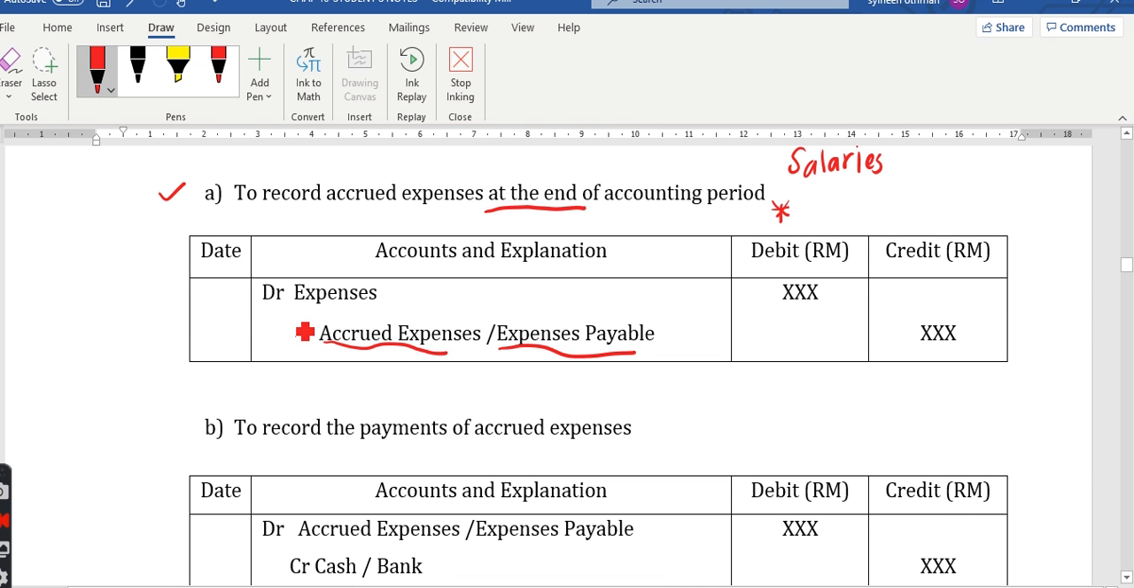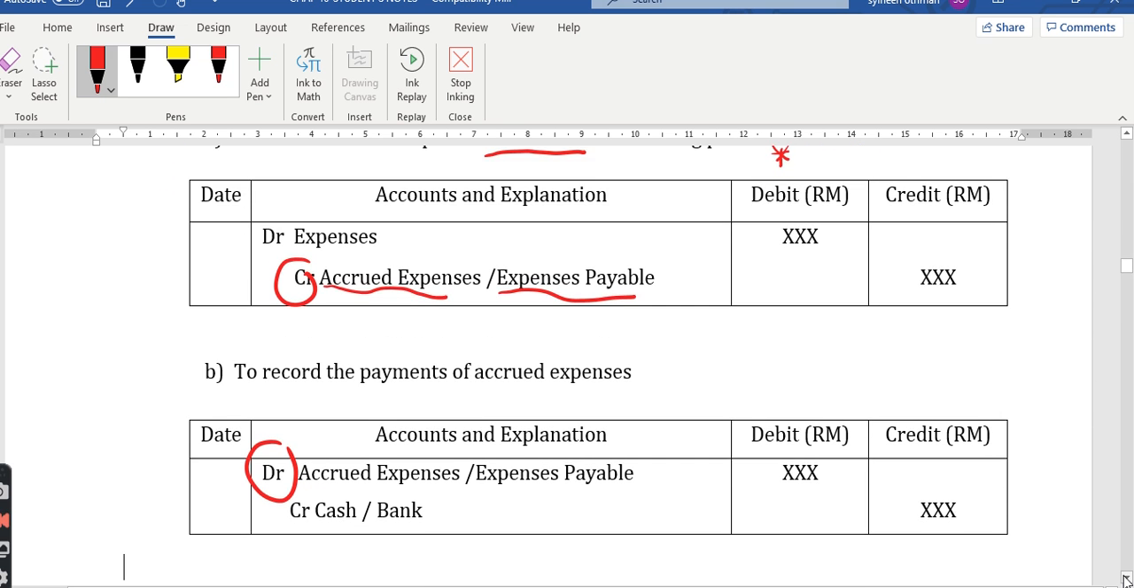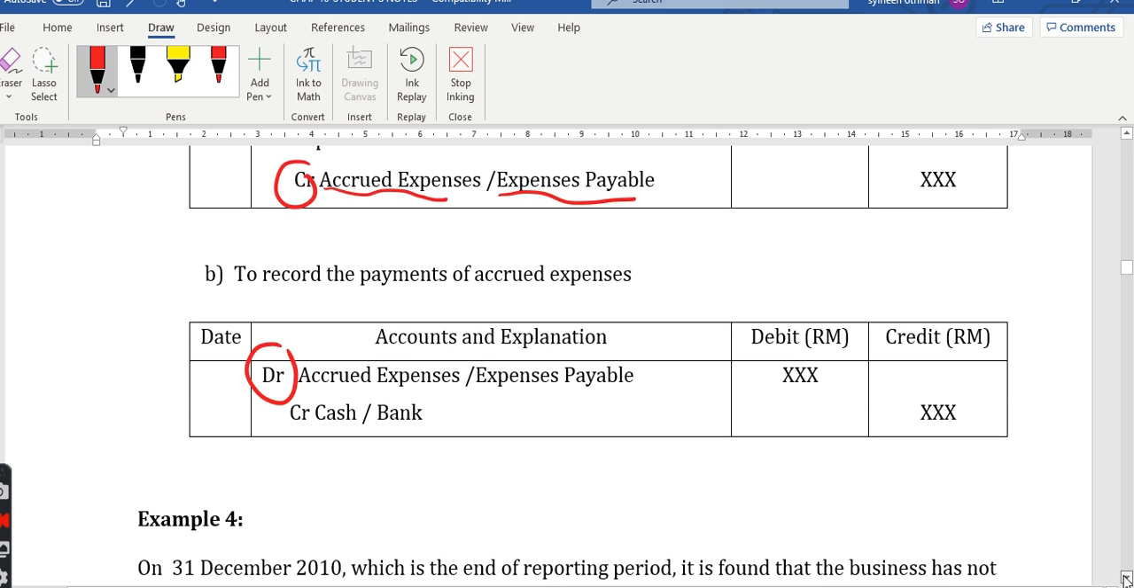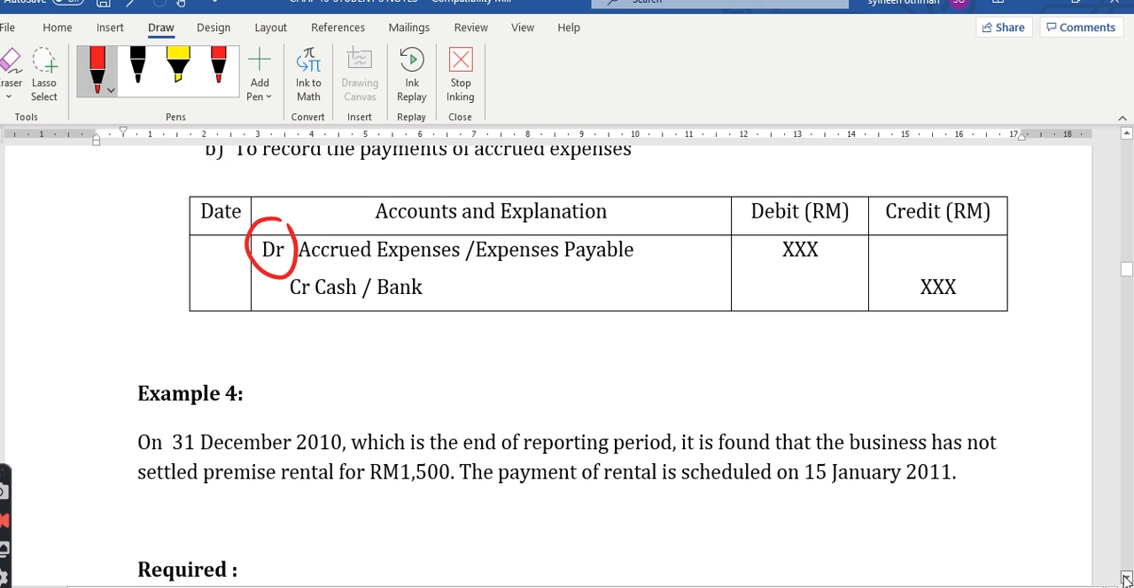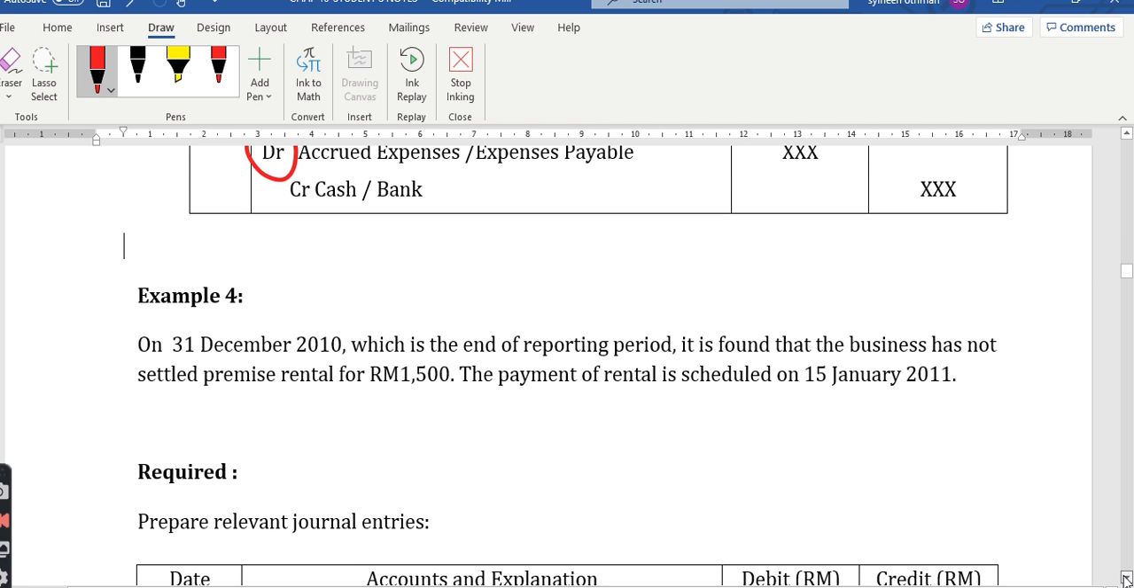So when we are recording the payments for the accrued expenses, we will debit the one that we recorded earlier. So we will debit the accrued expenses and we will credit the means of your payments, either cash or check, that means bank. This is how you go about recording the accrued expenses in your current liabilities. Okay, we look at example 4.